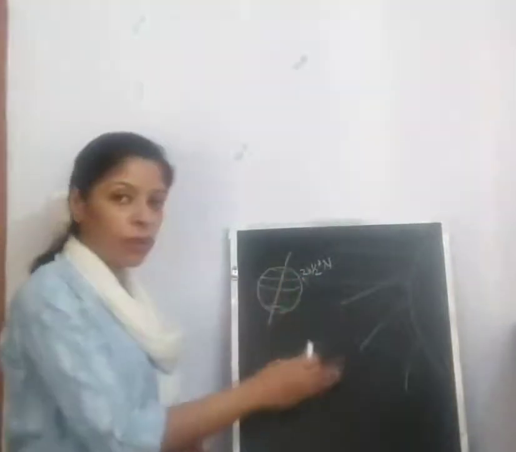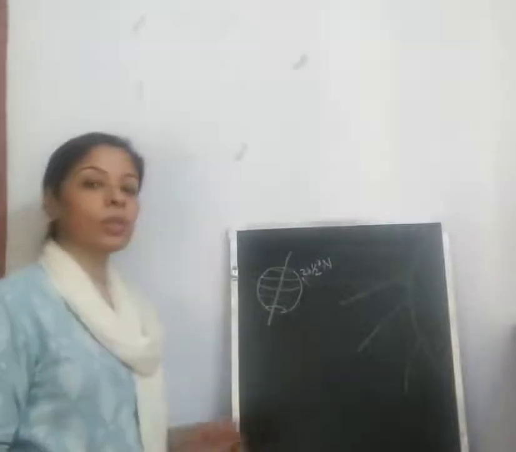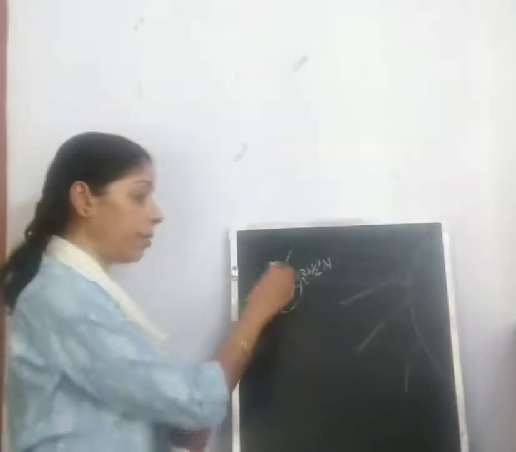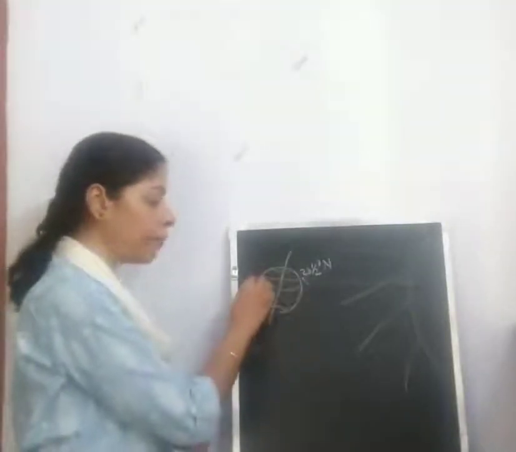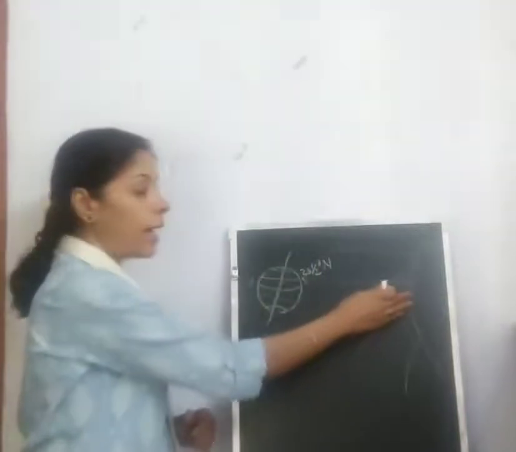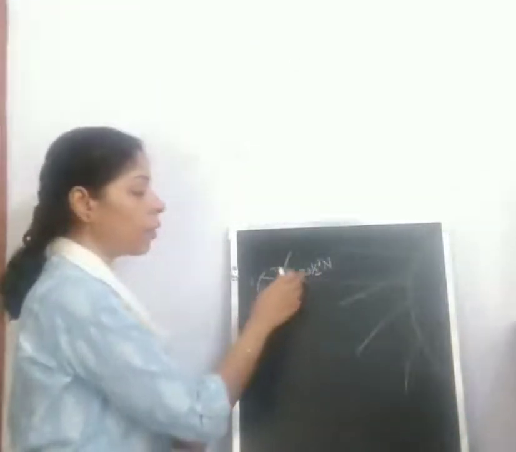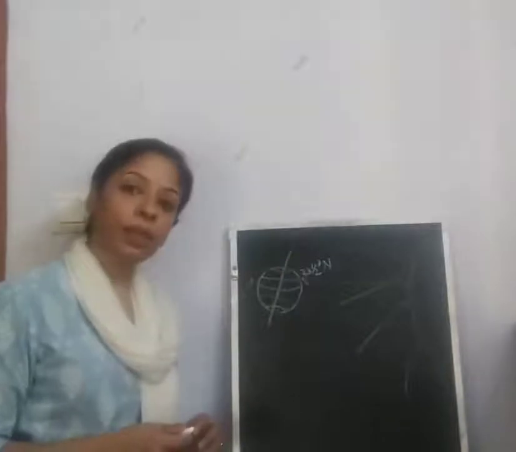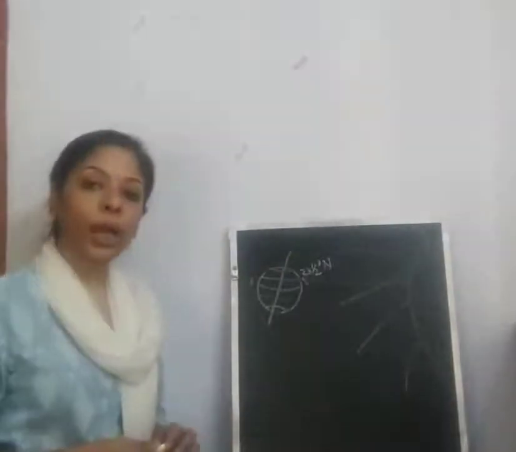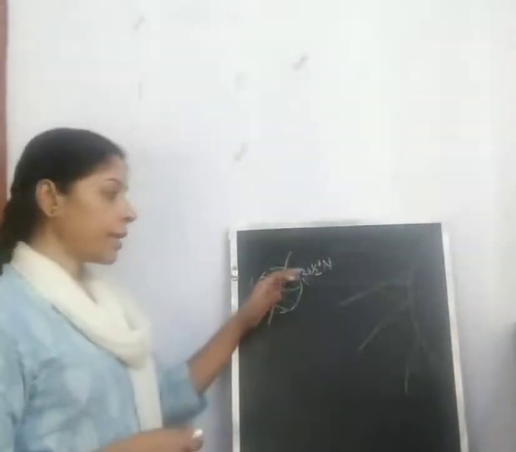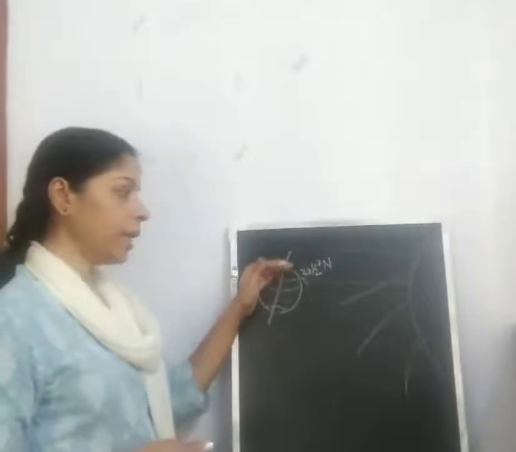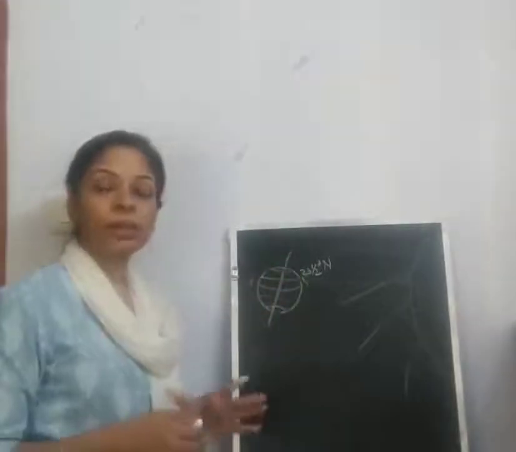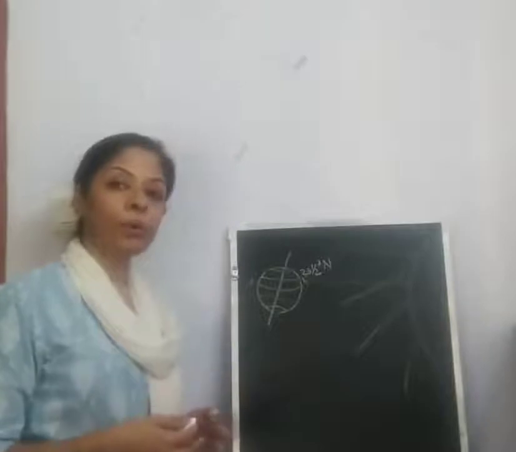When the Earth is revolving around the Sun, it comes to such a position that the entire northern hemisphere is leaning towards the Sun, and the direct rays of the Sun are falling on the latitude 23.5 degrees north, which is known as the Tropic of Cancer. As a result of this, what is happening? The entire northern hemisphere is receiving more sun rays.